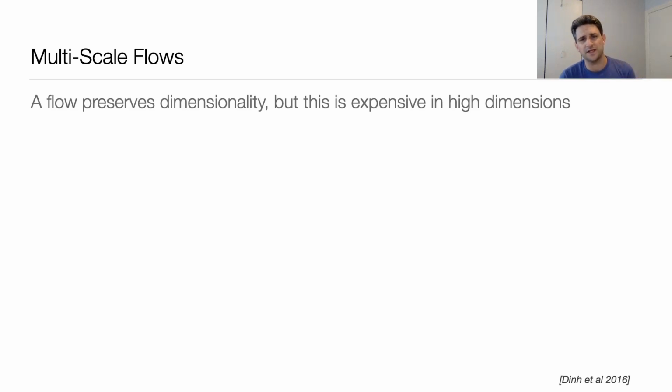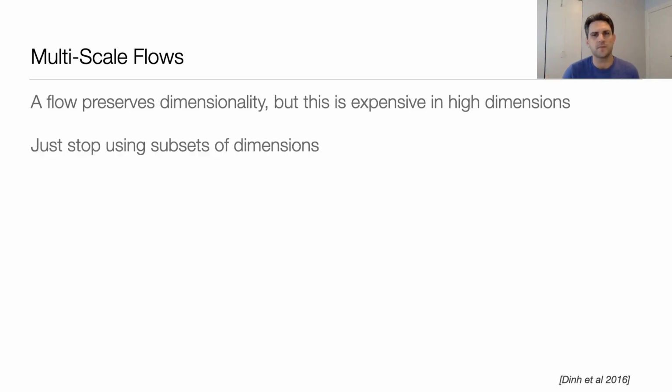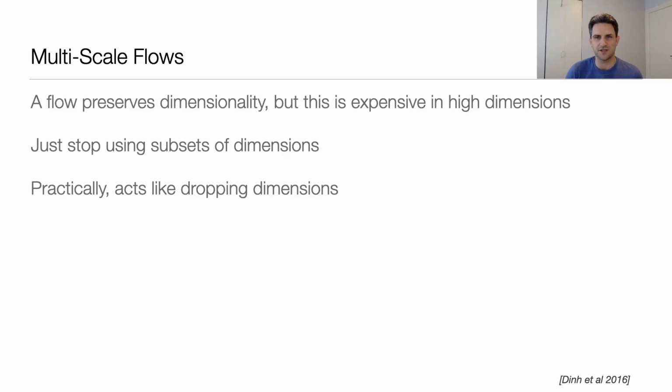And they had this simple idea that says, well, what if we just stop using subsets of dimensions? Practically speaking, this acts like dropping dimensions. This acts like we're throwing away dimensionality. Let me walk you through what this looks like, and then I'll tell you why this is actually okay, even though we have to have these invertible transformations.